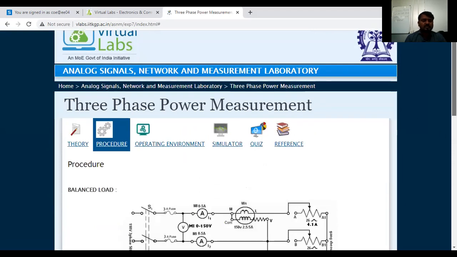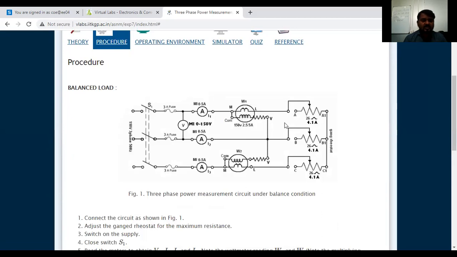See here, this is the actual circuit diagram. The 110 volt, 50 hertz 3-phase supply is there here. This is the 3-phase supply. Here the TPST switch they have used. Here the fuses, one fuse for each phase, they have used. Now the voltmeter is connected in between two phases. That is called the line voltage, we are going to call it.